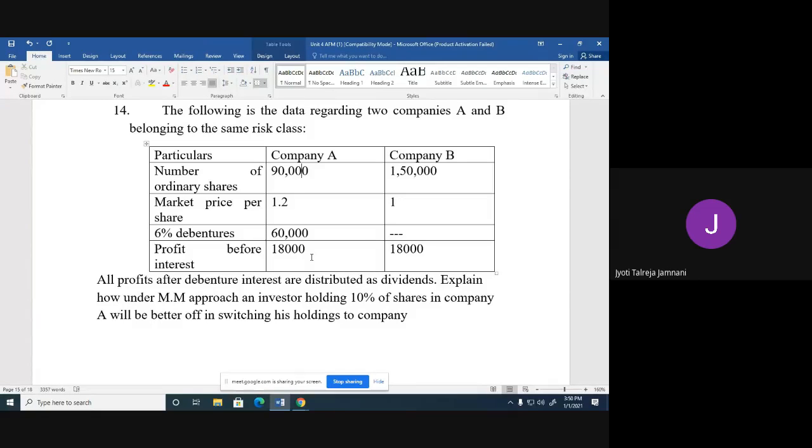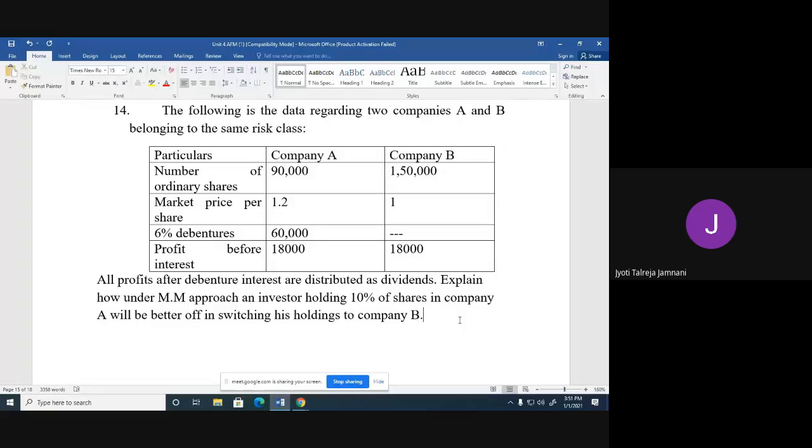Explain how, under the arbitrage approach, an investor holding 10% of shares in company A will be better off in switching his holdings to company B. This is the key word here. So they are telling that from A, he wants to move to B. And why from A to B, anybody? Because A is an overvalued firm and B is an undervalued firm.